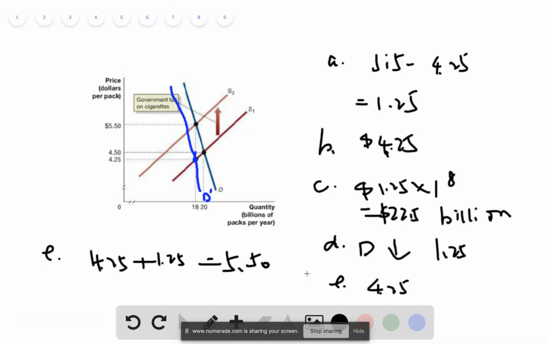Which is actually the same amount that the buyer has to pay if the tax was charged to the seller. So in general, whoever is charged, the government might charge the tax from the seller, or might charge the tax from the buyer, but whoever is charged, actually the results are the same. So the buyers need to pay 5.50, and the sellers can get only 4.25, and the rest will be the tax per unit.